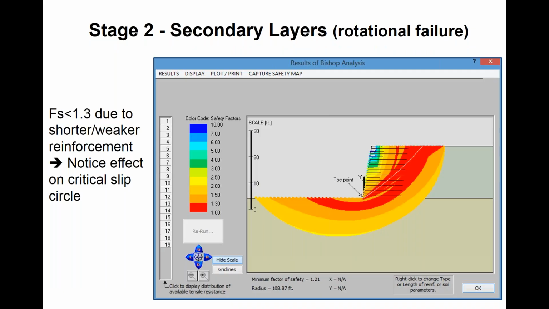So here, we've got to do our global analysis as always. We see that the factor of safety is less than 1.3 now. The critical slip surface actually enters the reinforced soil, exits at the toe, and we're not doing well. We have 1.21. So in this case, because we've reduced the length of the reinforcements down at the base, we're probably going to need to lengthen them.